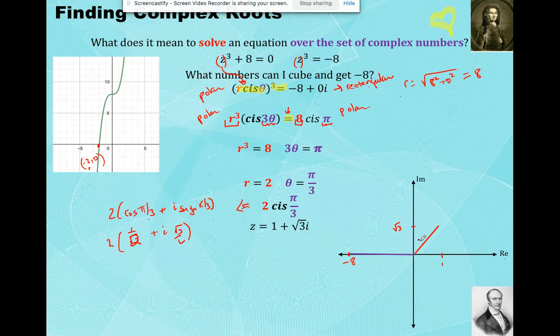This radius is 2. If you cube this, 1 plus √3i, you will get -8 plus 0i. This is one solution over the set of complex numbers. I already know -2 is a solution, but wait a second. How many solutions am I supposed to get?